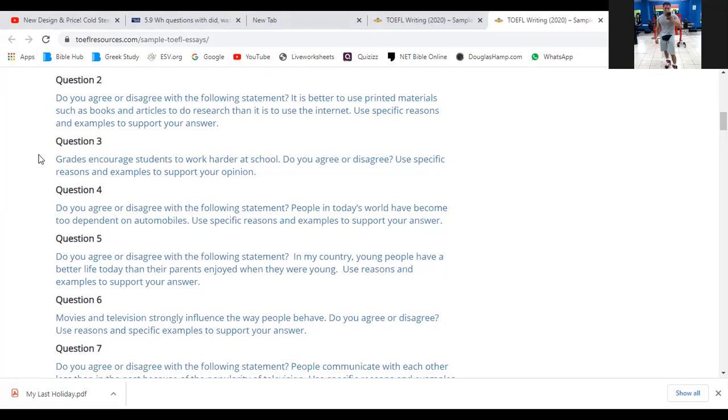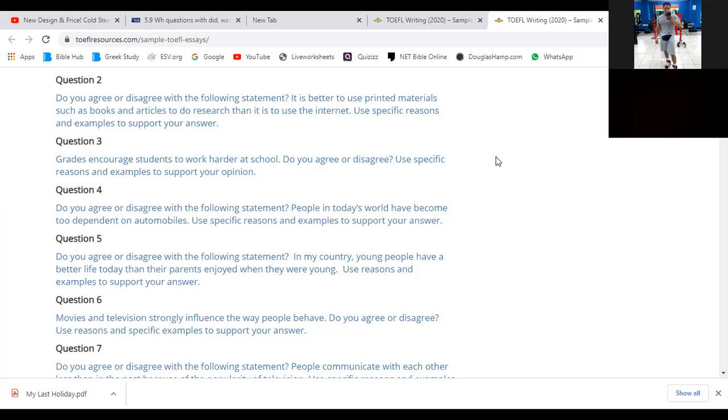All right. Number three, grades encourage students to work hard at school. Do you agree or disagree? Use specific reasons and examples to support your opinion. Okay. Hay algunas personas, no sé si conocen este país, ¿cómo se llama este país? Sweden. How do you say Sweden in Spanish? Suecia, yes, correct. Ya me acordé por la navaja, Swiss Army.